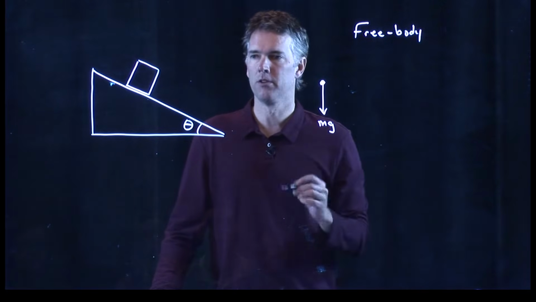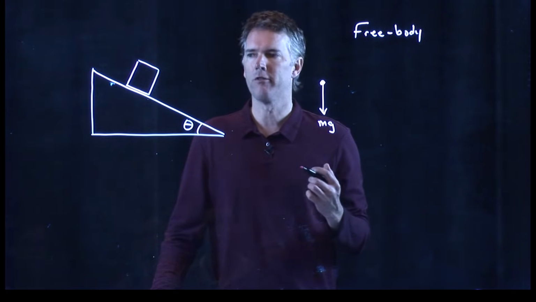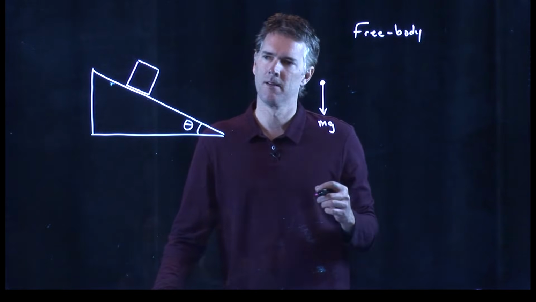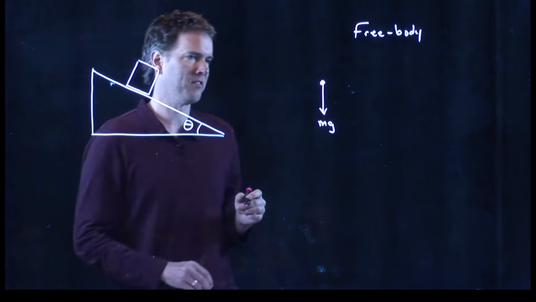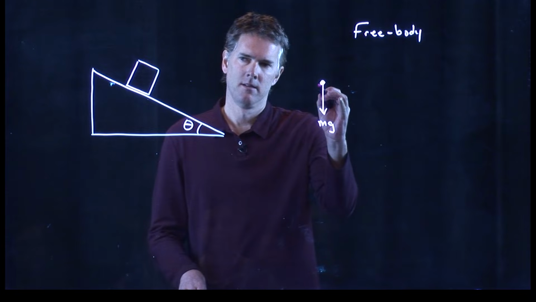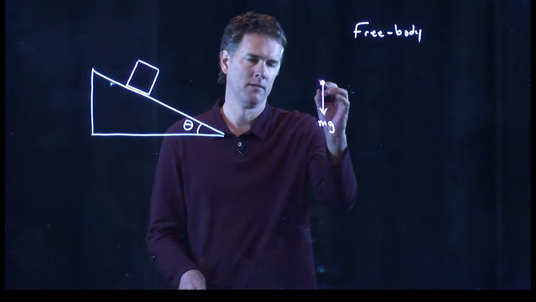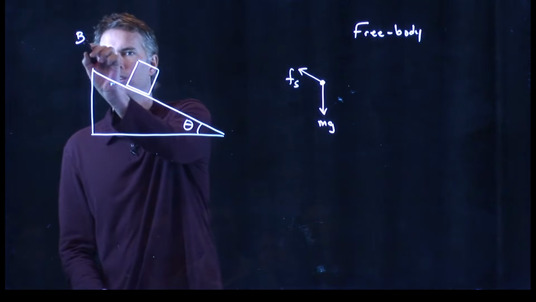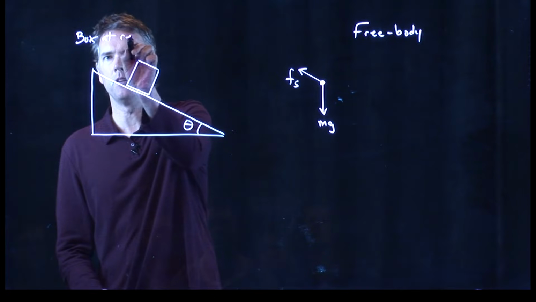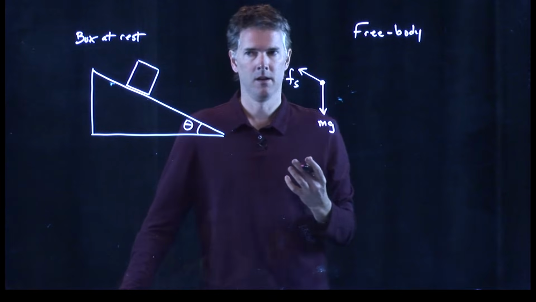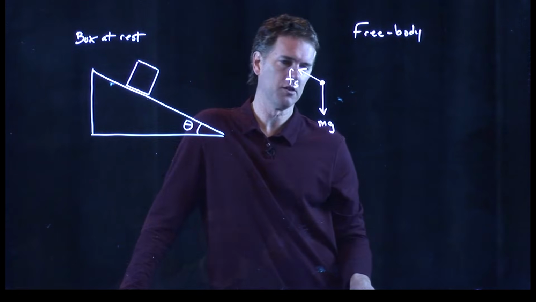What are the forces that are acting on this box? mg is, of course, down. What other forces might be acting on the box? Jorge, what do you think? Static friction. Which way is static friction? It would be going up and to your left. Okay, static friction up and to the left. So we'll say that the box is at rest, right? If it's static friction, then it has to be at rest.